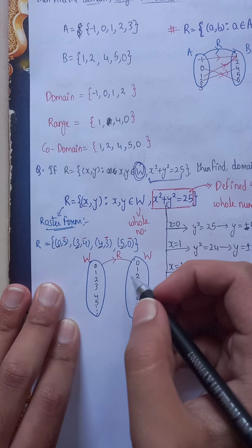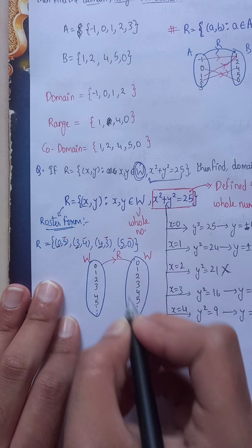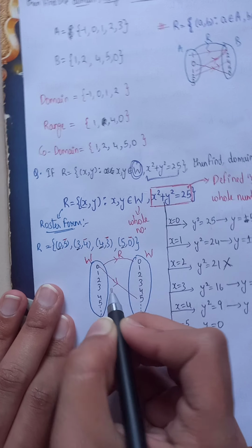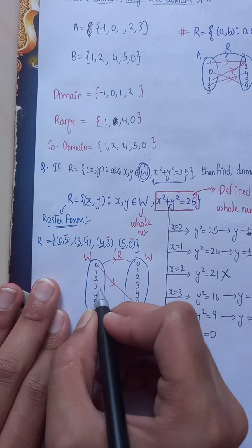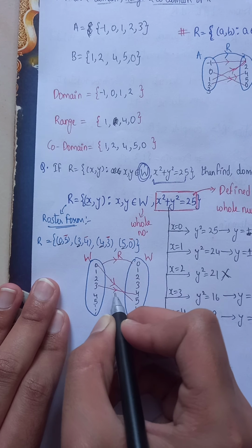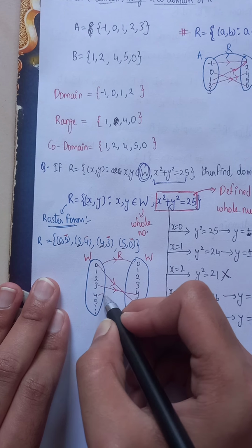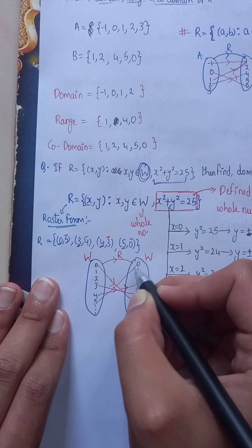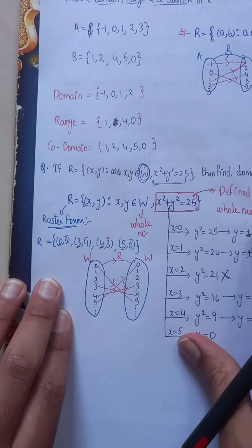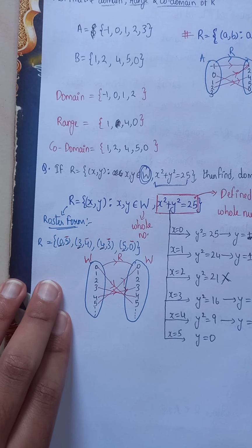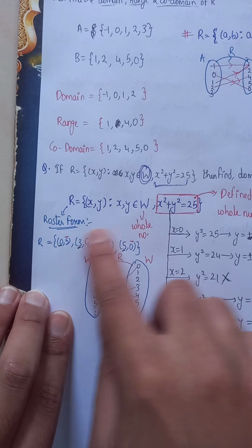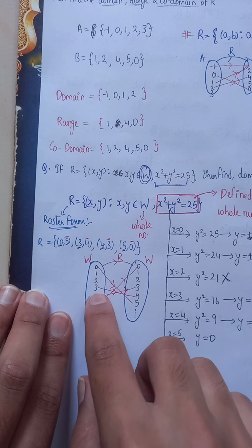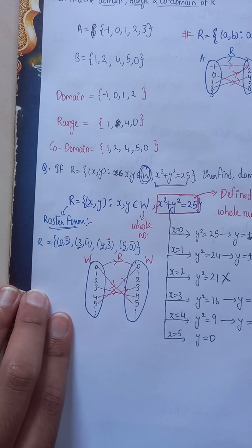Here let's start matching 0 to 5. 3 to 4. 4 to 3. Then 5 to 0. Okay, so we matched according to this: 0 to 5, 3 to 4, 4 to 3, and 5 to 0.